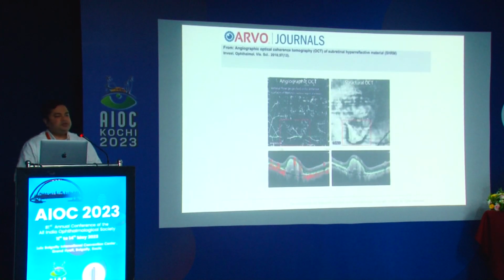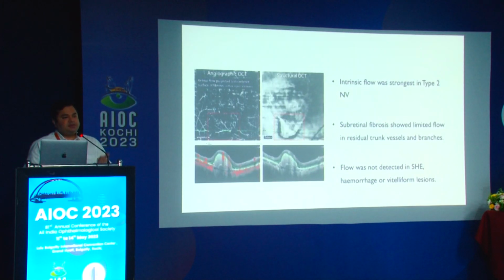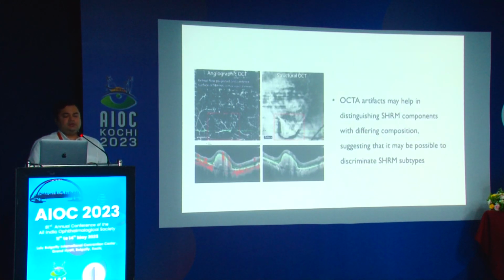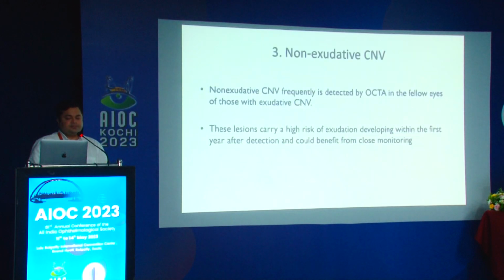OCT angiography helps us identify what subset it is based on, say, intrinsic vascularity, and reflection from the retina to the SHRM level or to the RPE level. With this, we can understand whether we are dealing with a subretinal fibrosis, a neovascular component, or a subretinal hyperreflective exudative material. So these artifacts of the OCTA help us identify and distinguish between the different components of SHRM.